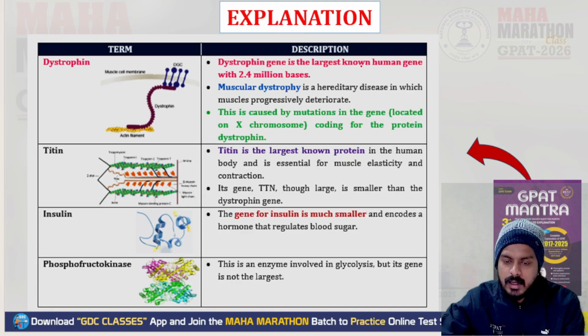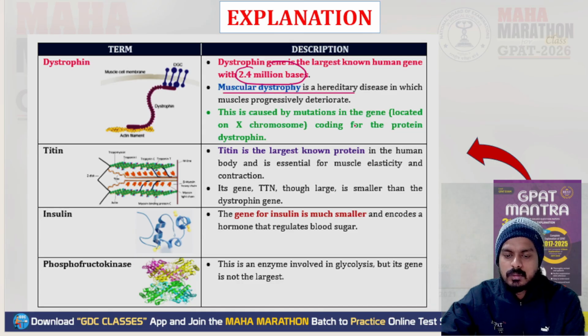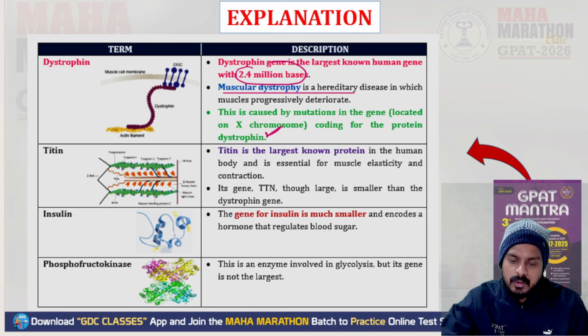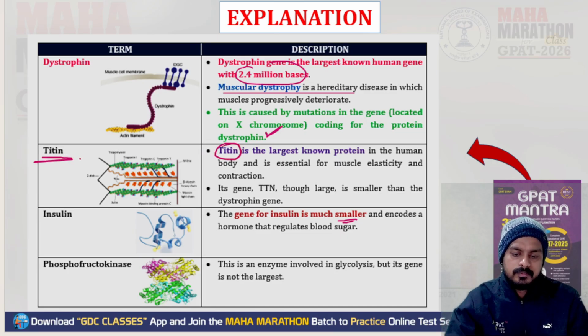So dystrophin is the largest known human gene, of 2.4 million bases. It is the major gene associated with muscular dystrophy disease. This is caused basically by mutation of the gene coding for the protein dystrophin. Okay. The gene with much smaller size is insulin. Titin is the largest known protein. Okay, this is the largest known protein.